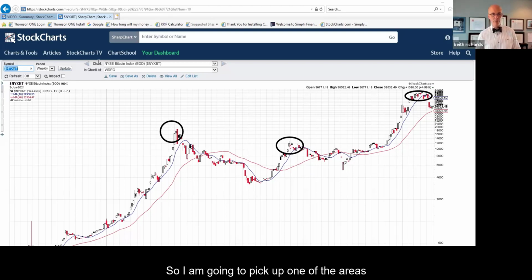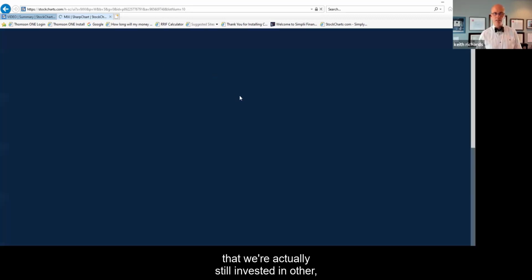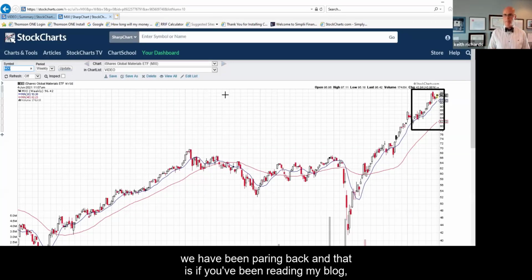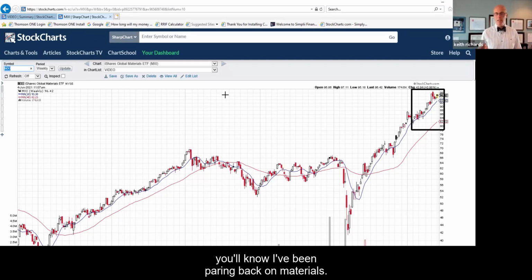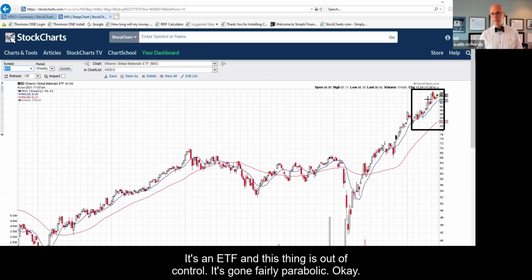So I'm going to pick up one of the areas that we're actually still invested in, although we have been paring back. And that is, if you've been reading my blog, you'll know I've been paring back on materials. So we still have base metals. We still have oil and gas. We still have fertilizer stocks, but they're high, they're overbought. And you can see that on the iShares US Materials sector. It's an ETF. This thing is out of control. It's gone fairly parabolic, okay?